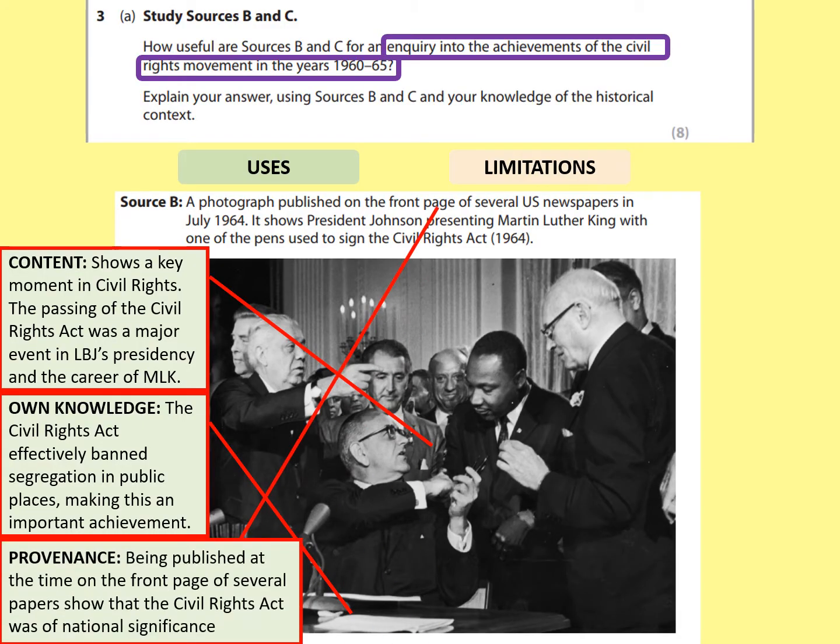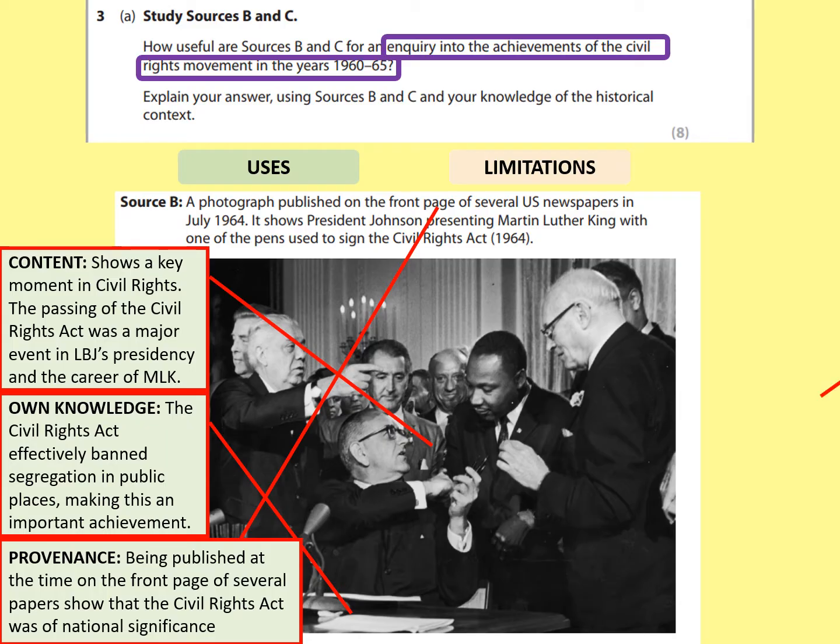So that's useful. But also remember the provenance. This is the background of the source, its origin, its purpose, and who wrote it. This was published on the front page of several papers, which shows that the Civil Rights Act was of national significance. Otherwise, it never would have ended up so prominently on the front pages. So there are plenty of uses of this source, but there are limitations too.